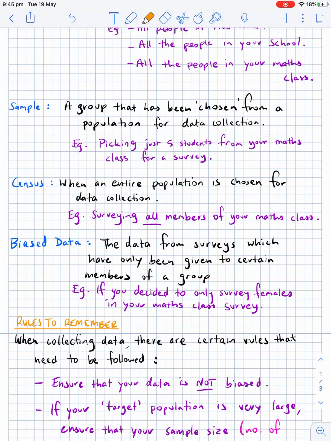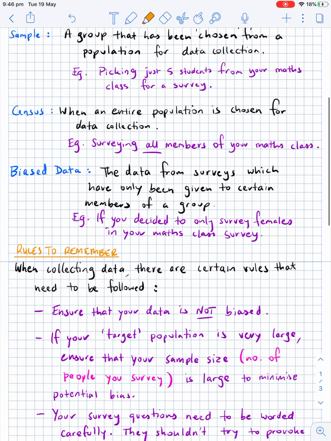A census is when an entire population is chosen for data collection. If you want to do a census, that means you want to literally survey every single person in a population. Like the country does a survey to figure out lots of things like average incomes, etc. And literally everyone in the country has to fill out a form, like every single homeowner. That's what they would consider a census because everyone does it. So if you surveyed all the members of your maths class, you literally did everybody, that would be considered a census because you've done the whole population.